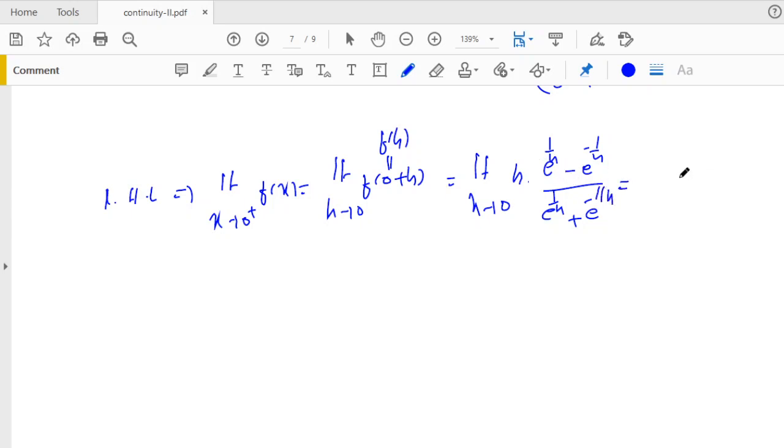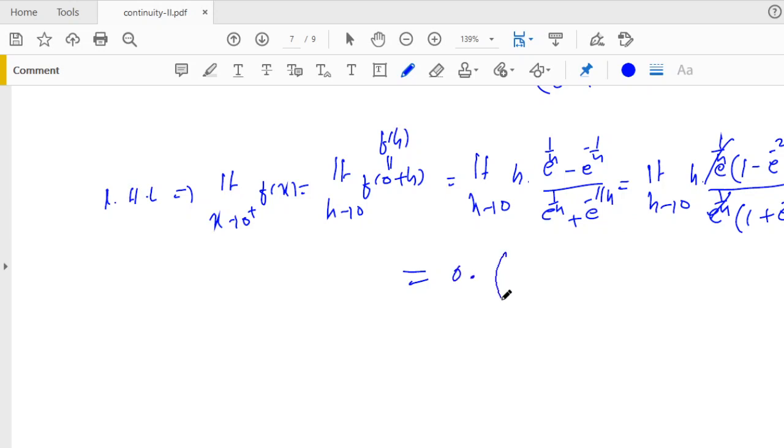Now take e power 1 by h common, therefore limit h goes to 0, h into e power 1 by h into (1 minus e power minus 2 by h) whole divided by e power 1 by h into (1 plus e power minus 2 by h). The e power 1 by h cancels. Therefore, applying the limit, this value equals 0 into (1 minus 0) by (1 plus 0), which equals 0 into 1, equal to 0.